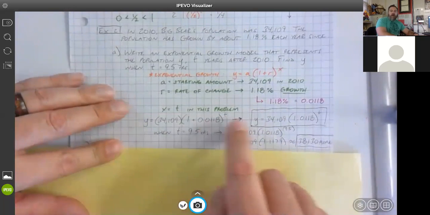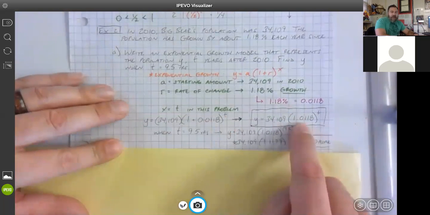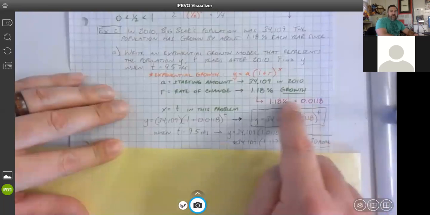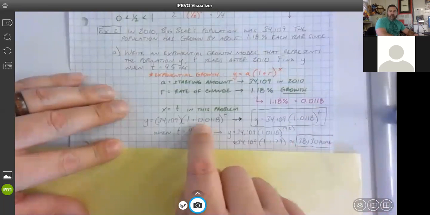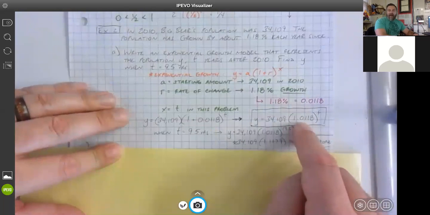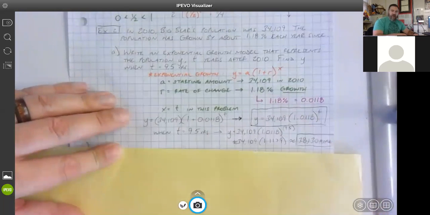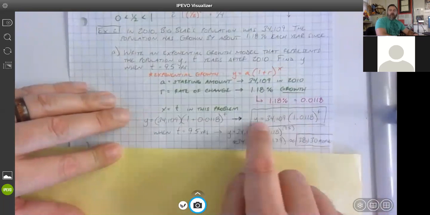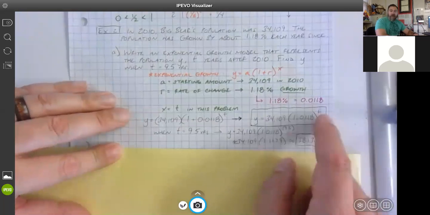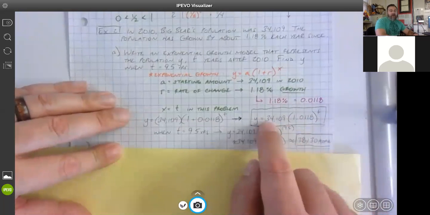1 plus 0.0118 is 1.0118, right? So this is technically what they'd be looking for on big ideas. If you left it in this 1 plus form, or 1 minus if it were decay, it's going to want this. You can combine that. That's the actual calculation it can do. All right, so there's my function. Great. That's important because now I can start plugging in stuff for either variable and solving for the other.